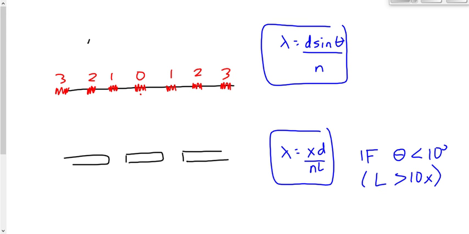So what I'm suggesting you do, if you want to use this equation, is do this little check. If it meets the criterion for this little check right here, then don't even bother finding the angle. If it doesn't meet this criterion, if L is not greater than 10 times x, then get the angle, and then probably use this equation up here, d sine theta over n.